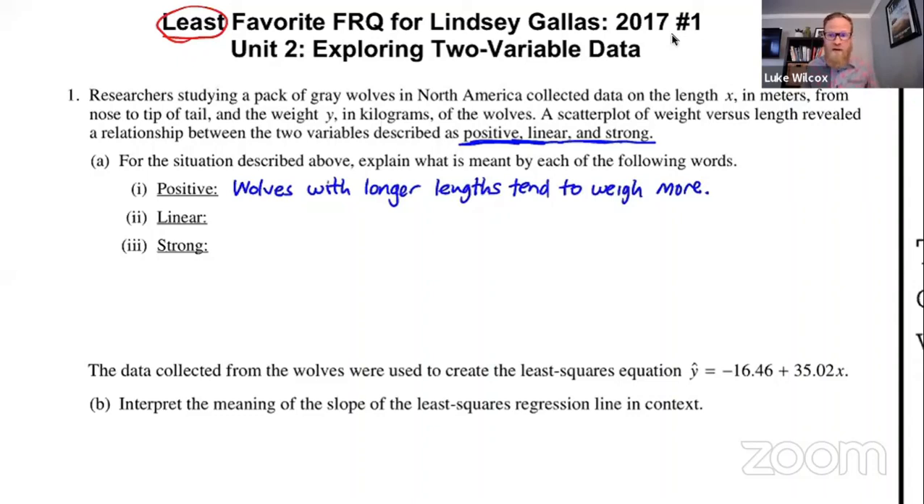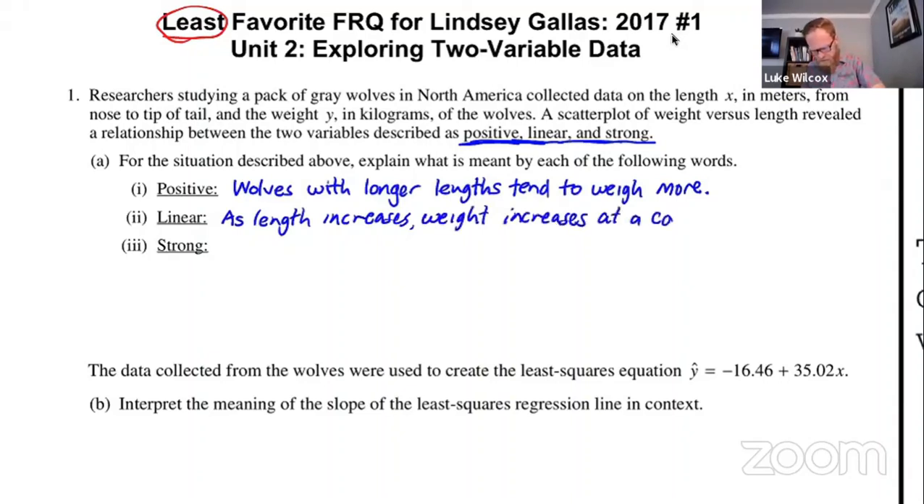Now, for linear, we have to talk about what it means to be a linear relationship. And if you think back to your algebra days, linear means that as the X value increases, the Y value increases at a constant slope, right? So let's put that in the context of the problem. I'm going to say as length increases, the weight increases at a constant rate. And when I say constant rate, I'm referring to the slope. So I'm going to even make that very clear here, that there is a constant slope.